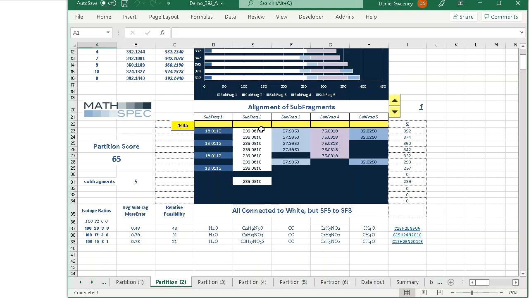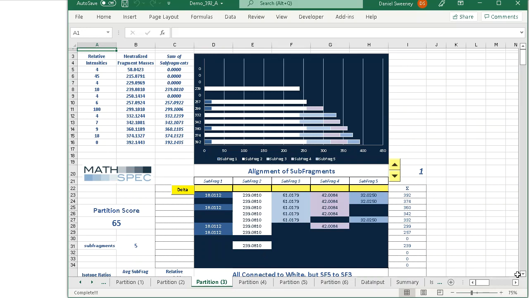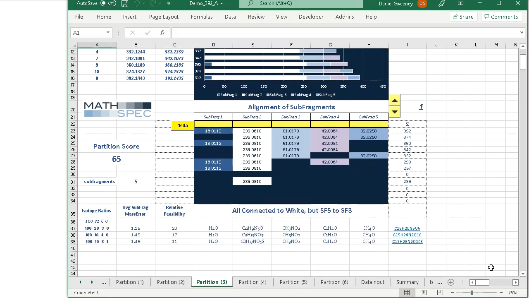But basically, the mass to formula is not a one-to-one relationship. It's a one-to-many relationship. So in this case, with a 239, we get 3 all the time. And the next one is also the same, and it's the same 3 formulas. So I'll go back to partition 1.